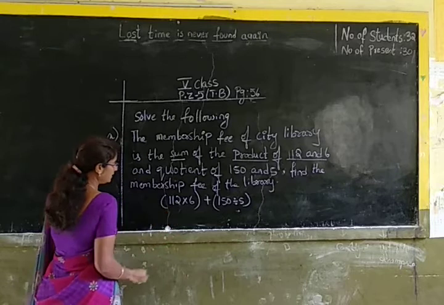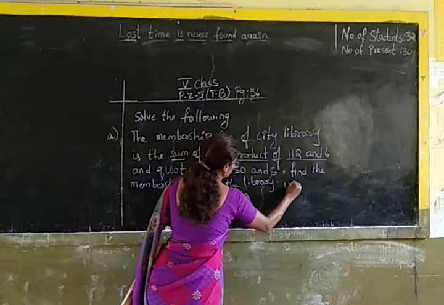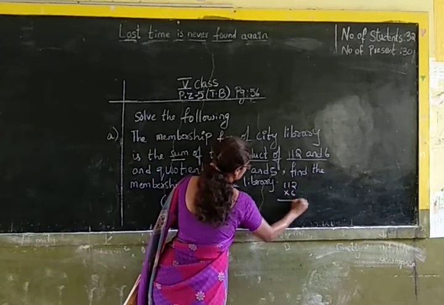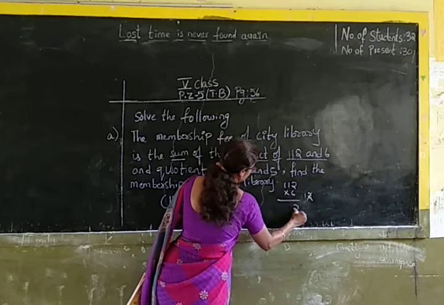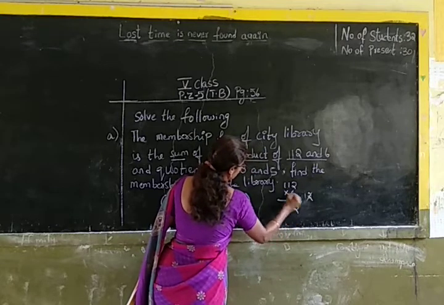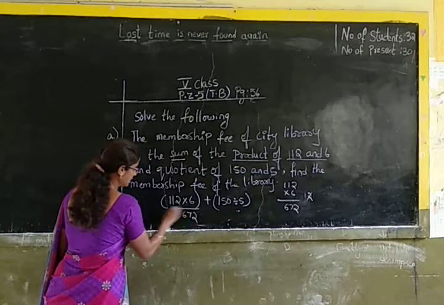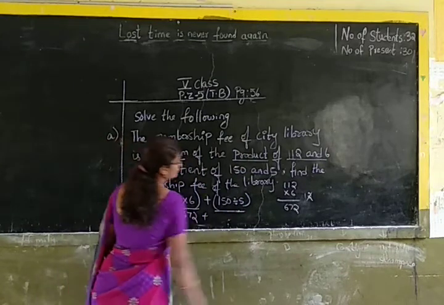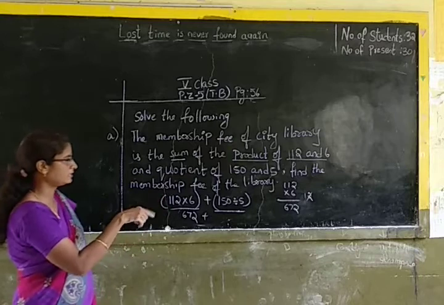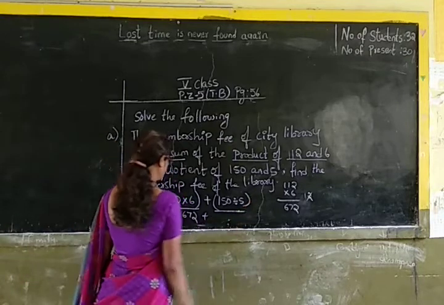Okay. 112 into 6 is how much? 6 2s are 12. 6 1s are 6, plus 1 is 7. 6 1s are 6. 672. First we have to solve the terms inside the bracket. So 6 2s are 12, 6 1s are 6. So the answer is 672.